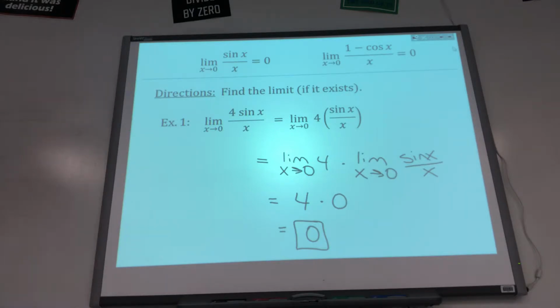Okay, you're looking for those special limits, or sometimes you might be looking for identities that you can spot. And once you find them, try to pick it apart so that you can use those nice limits. Okay, I'm going to keep going here.